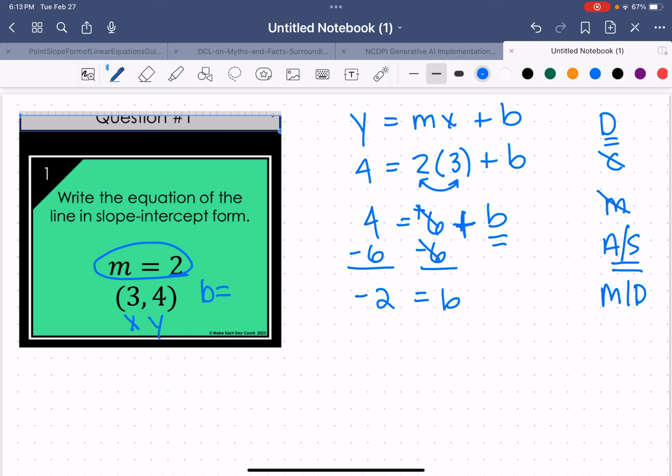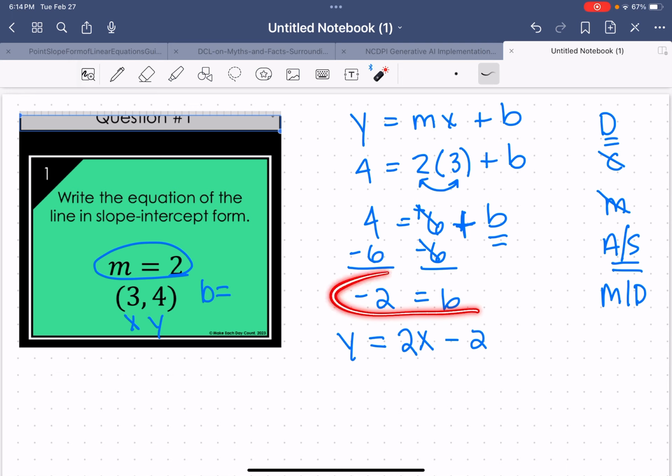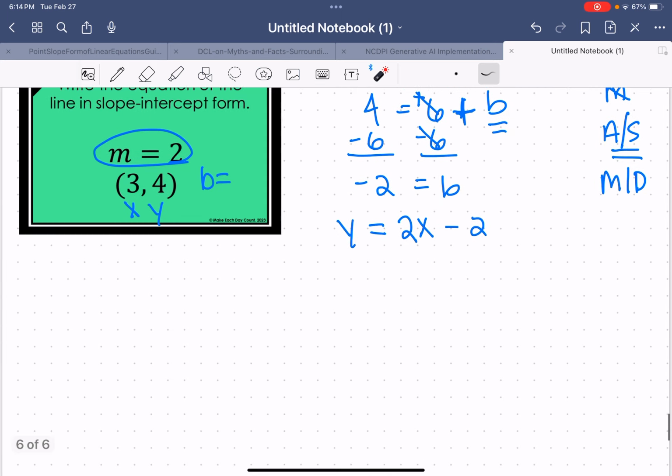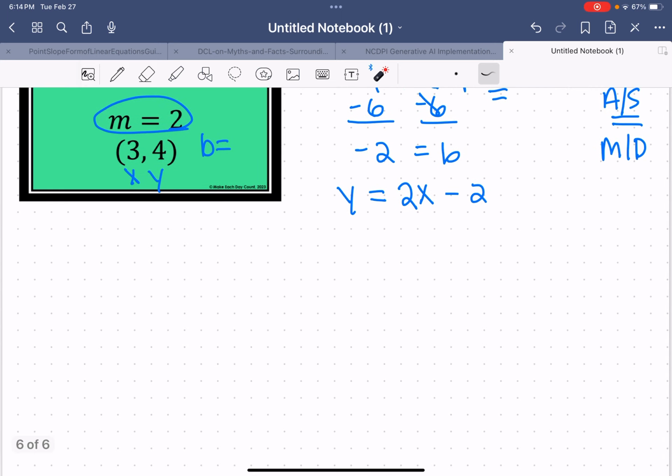So the answer to number 1 would be y equals 2, because 2 is my slope, x, and then minus 2, because my b value is negative, so it would be minus 2. Now, if you're wanting to do point slope form, I can show you the same steps.